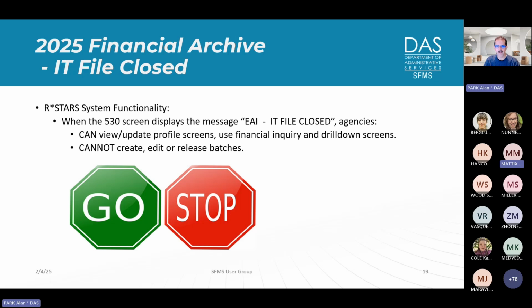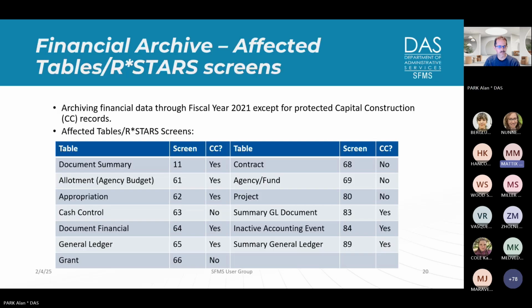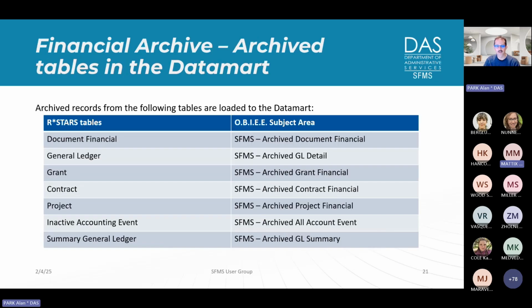When the RSTARS IT file is closed, you can view and update profile screens, use the financial inquiry screens, and the drill down screens. You cannot create, edit, or release batches. The records that are archived from seven of the RSTARS tables are moved to the data mart for an additional 2 years. Those 7 tables are easy to identify in OBI as they all begin with the name SFMS-archive.